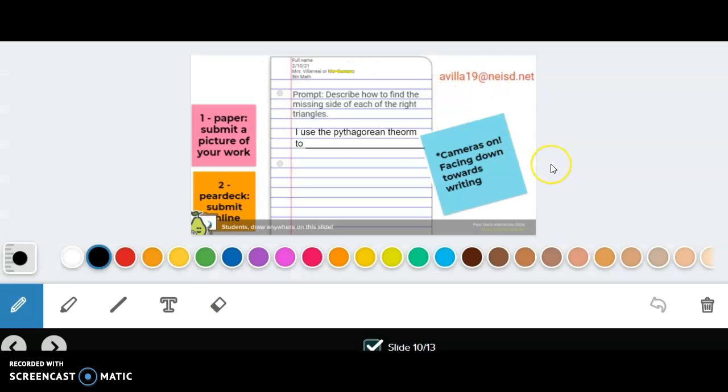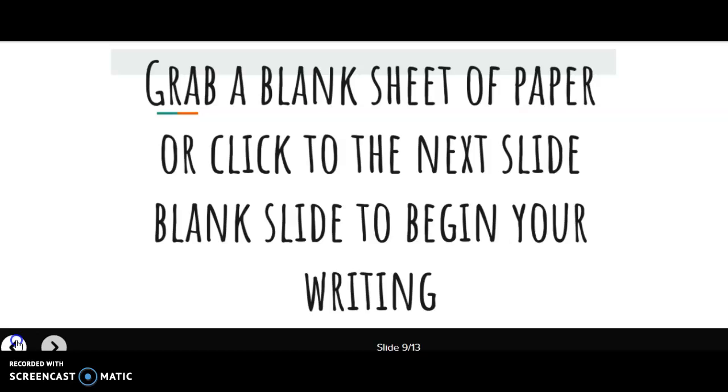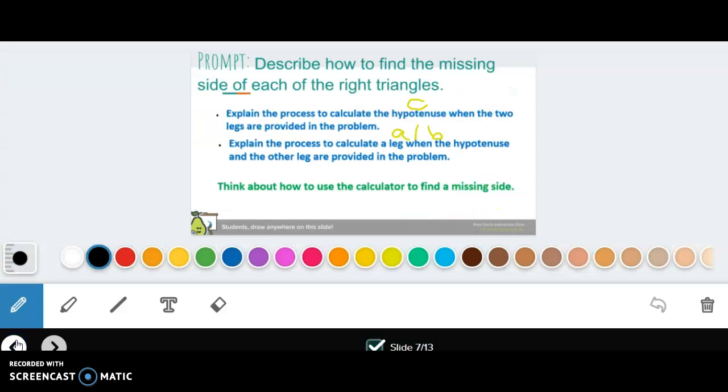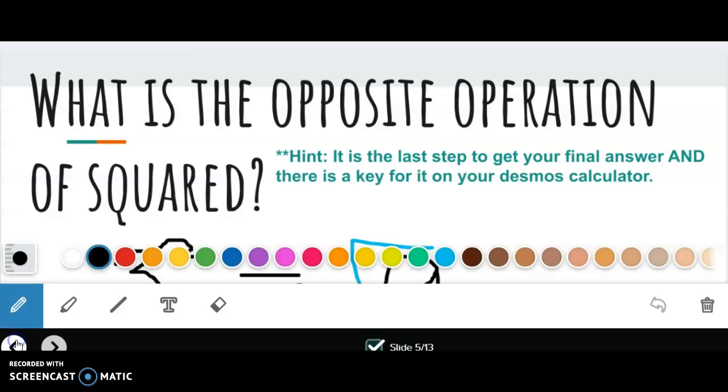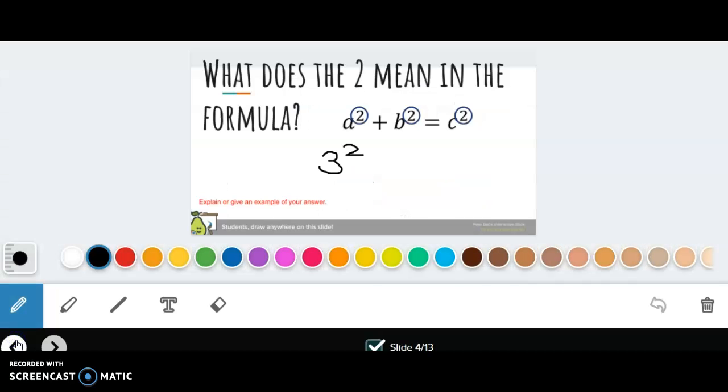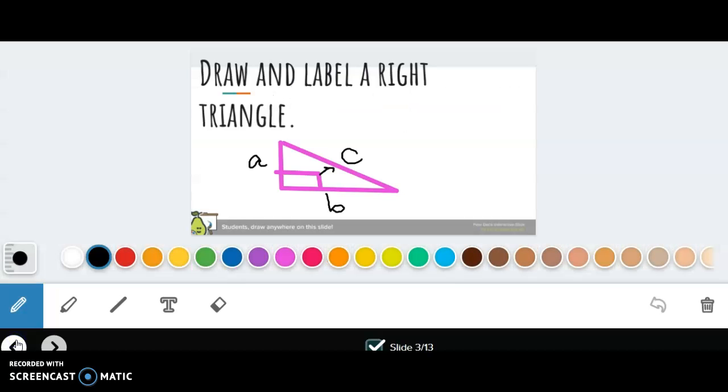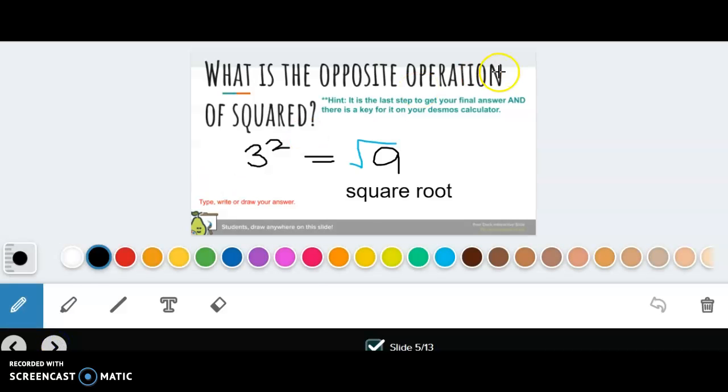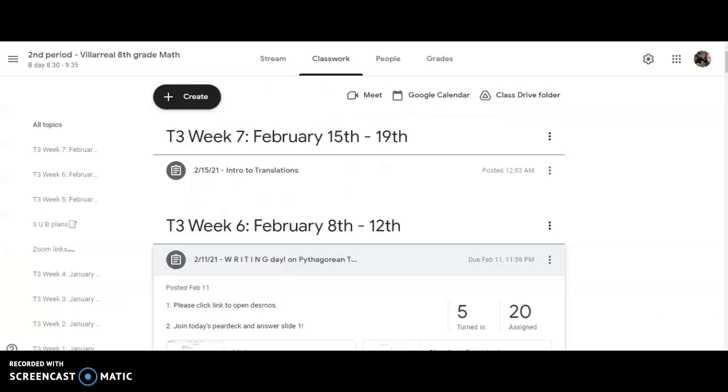Okay, but your writing, remember, we talked about describing how to find the missing side of each of the right triangles. If you're having a hard time writing, remember, if you go to each of these slides, you can try to write a sentence about each slide. Okay, so I hope that helps. Once you're done with that one, you can close that pair deck and go ahead and join the one from 2:15. The title is Intro to Translations.